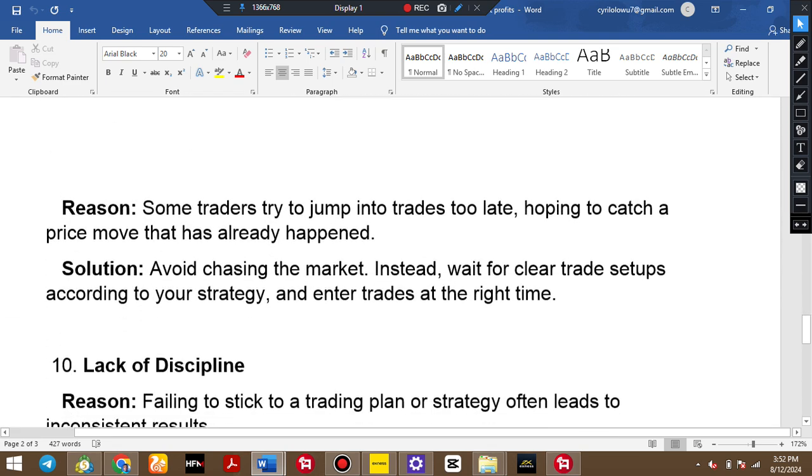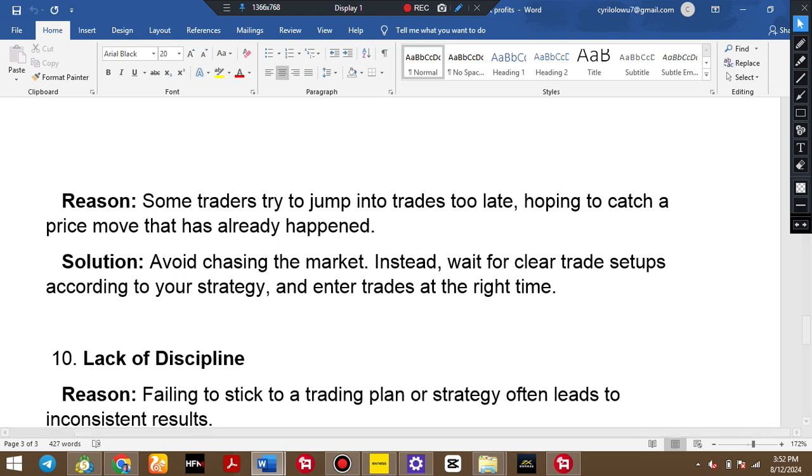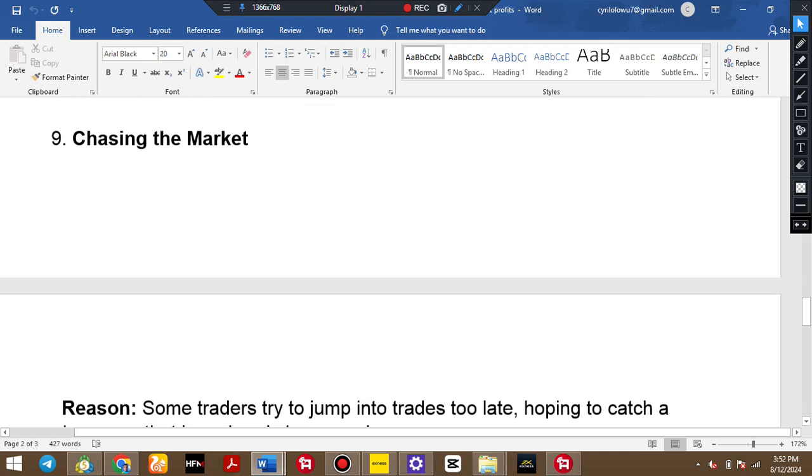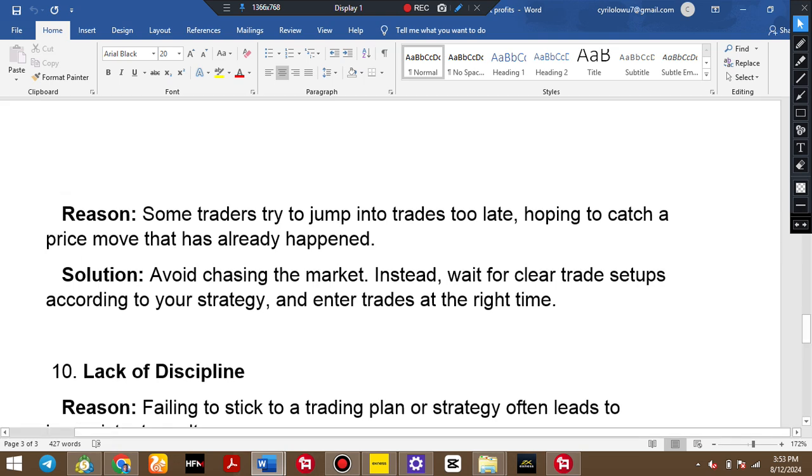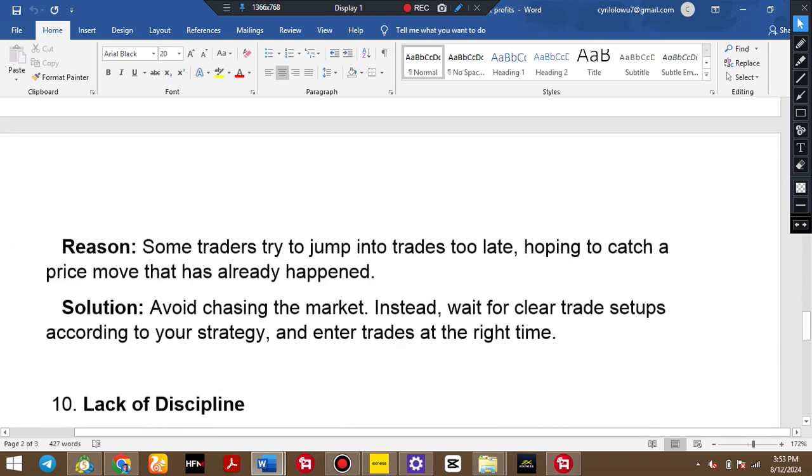Chasing the market. Reason: some traders try to jump into a trade too late, hoping to catch a price move that has already happened. Yes, there are instances where you don't know that this buy opportunity has expired, so it is now time for price to sell. You will just open a buy, and before you know it, price will start dropping. That is chasing. That is an act of chasing the market.